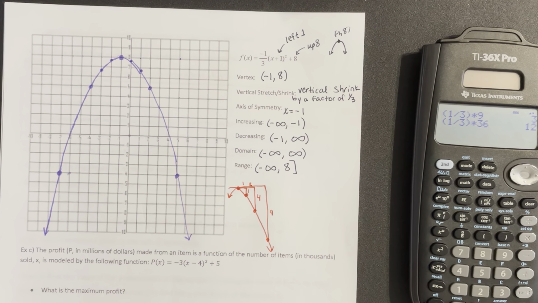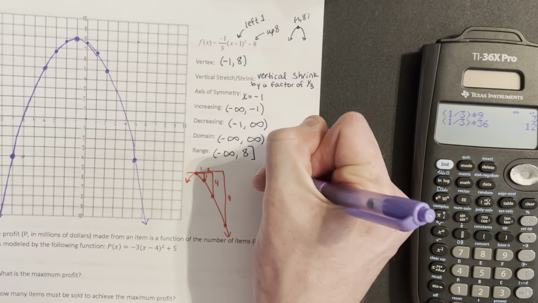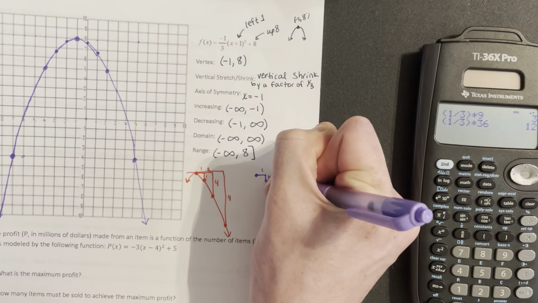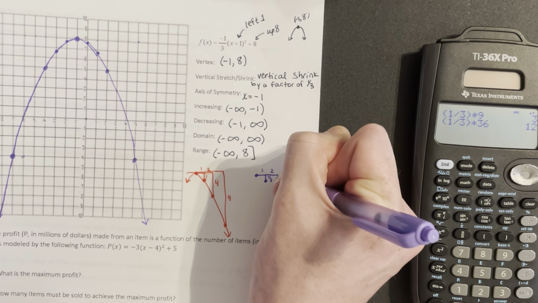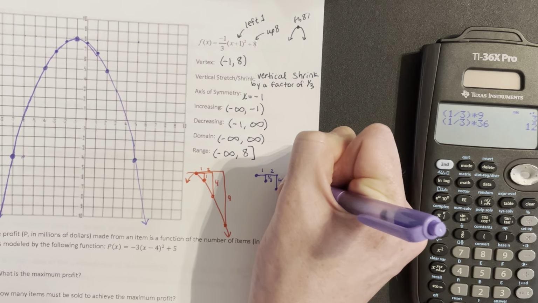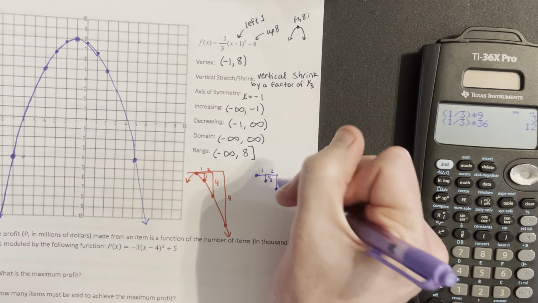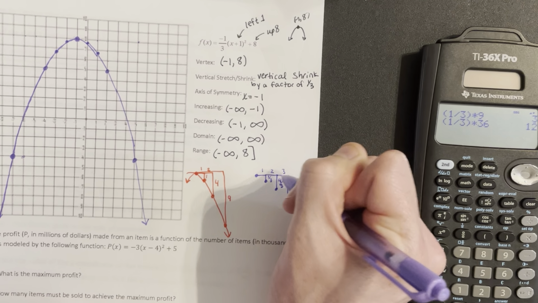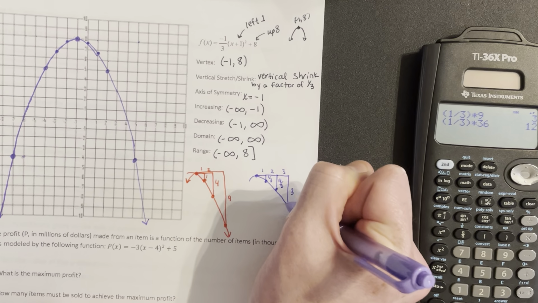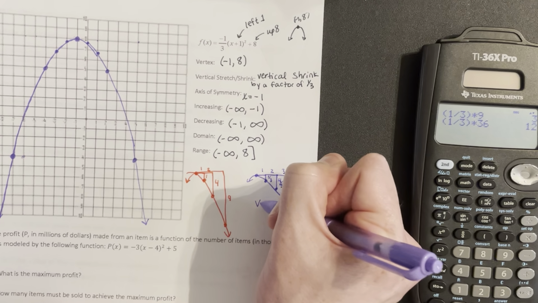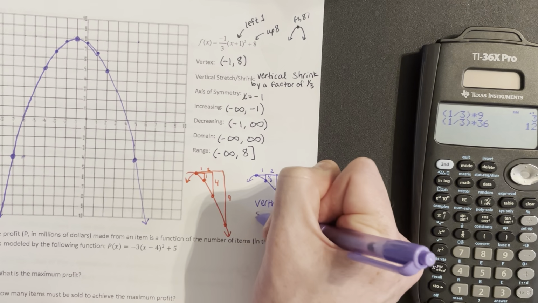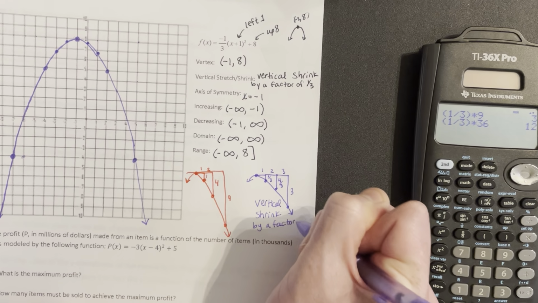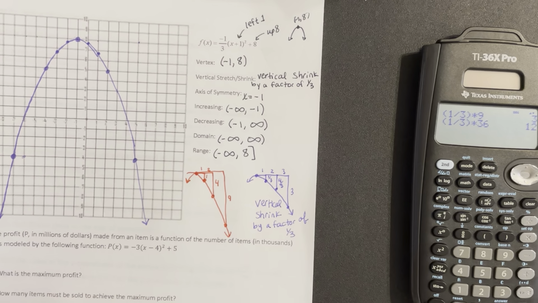But we want to make that shrink. So let's put that in here. I'm going to go out 1 and down 1/3. Out 2 and down 4/3. Out 3 and down 3. So that gives us our vertical shrink by a factor of 1/3. So I would try that out.